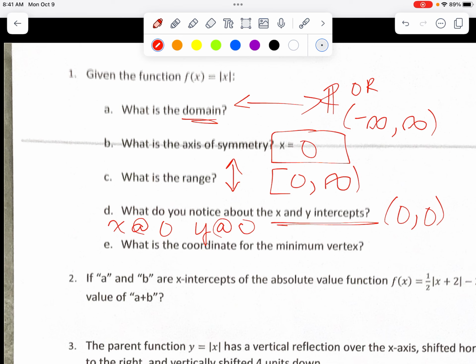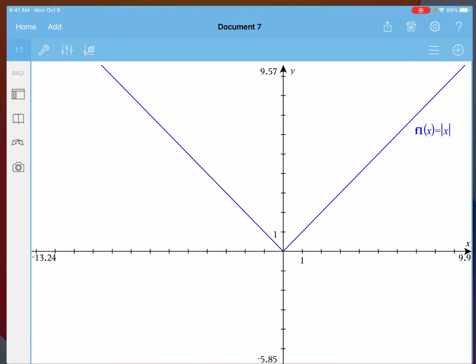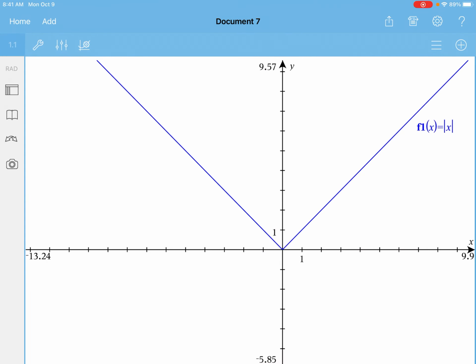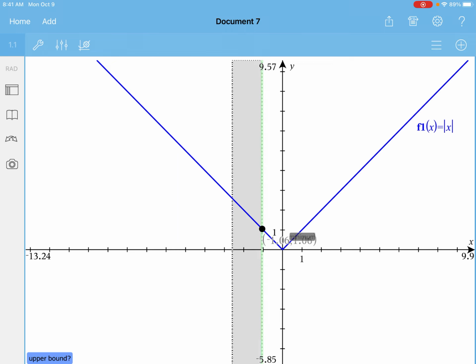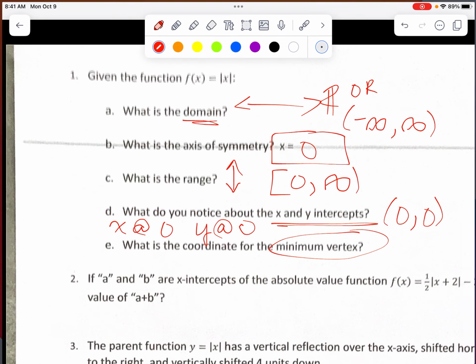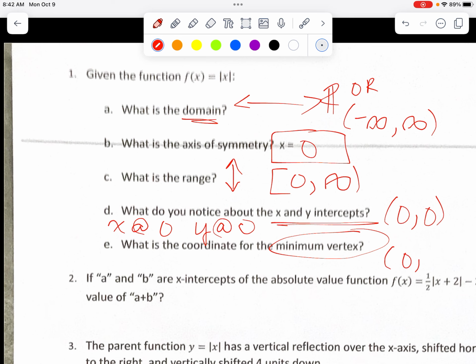What is the coordinate for the minimum vertex? That is going to be the lowest point of the graph. Well, we know that that coordinate is 0, 0, but if I wanted to calculate it, you could go menu, analyze graph, minimum, and then you just shade, and you can see right there it tells me the coordinate of that minimum vertex. It's 0, 0. So we can say 0, 0.